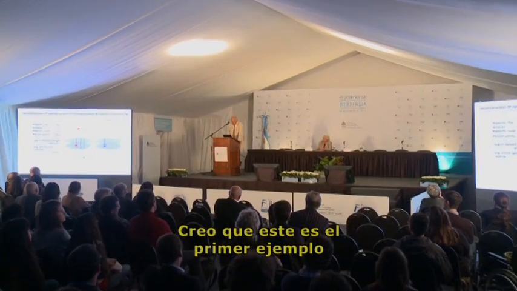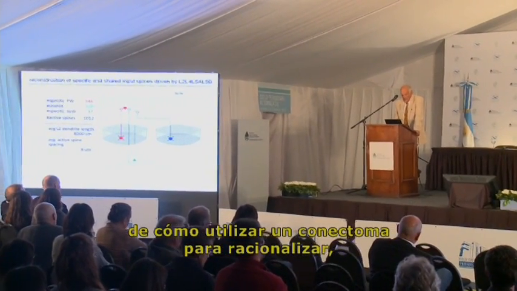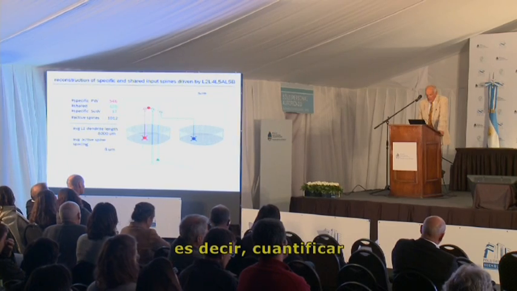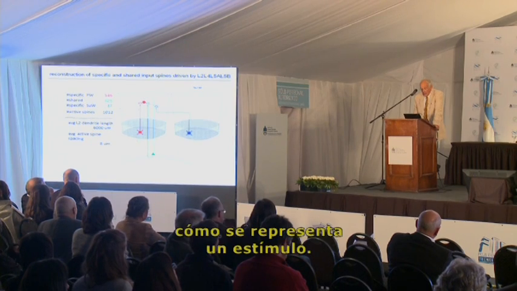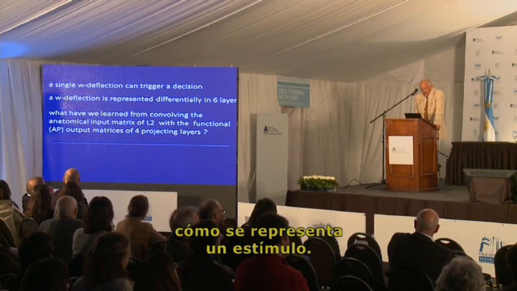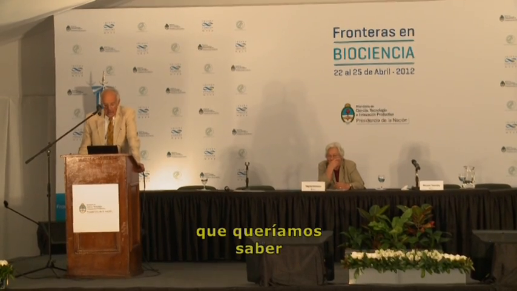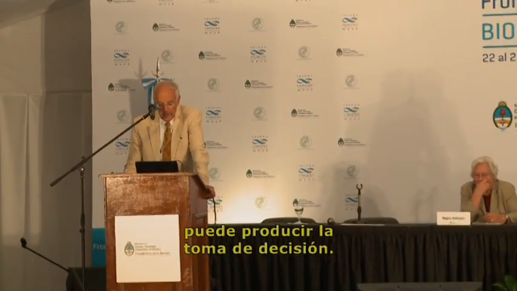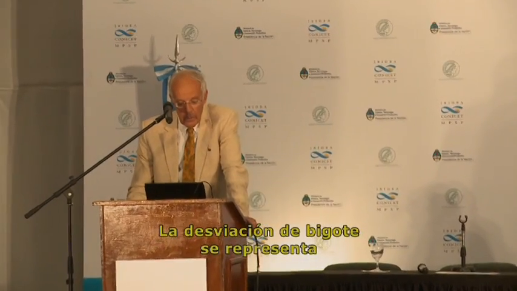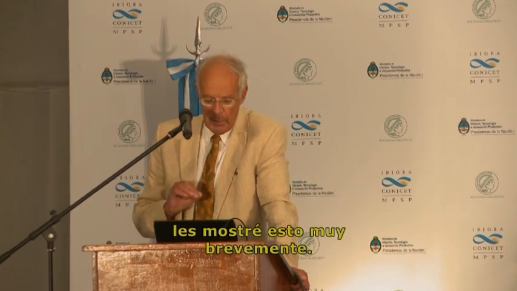Now, I think this is the first example of how you use a connectome to rationalize, meaning quantify, the input into a particular cell and try to find out how a stimulus is represented. I just want to conclude by saying we wanted to know how a single whisker, I showed you that a single whisker deflection can trigger a decision. Whisker deflection is represented differentially in the 6 layers. I showed this very briefly.